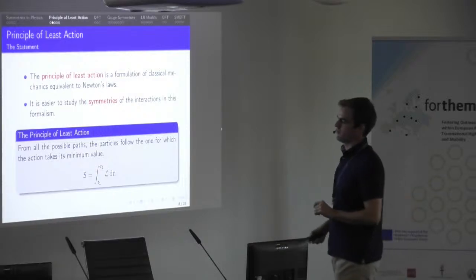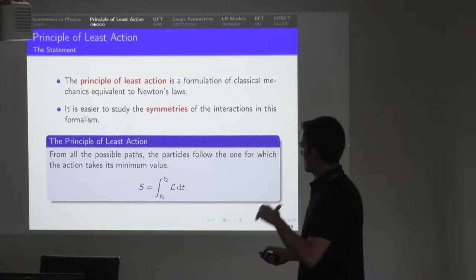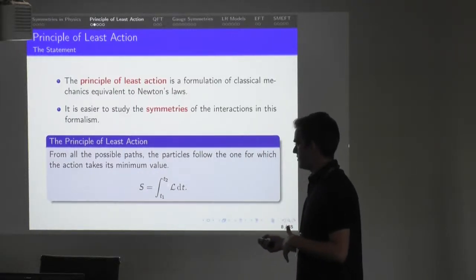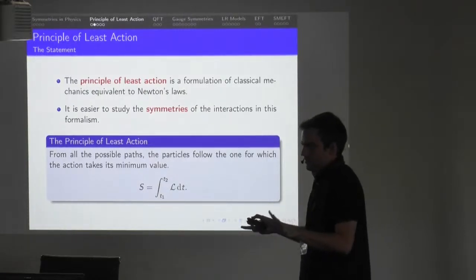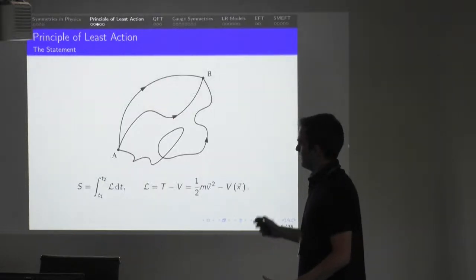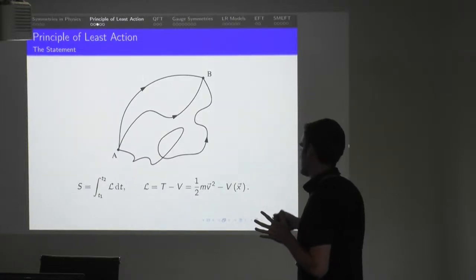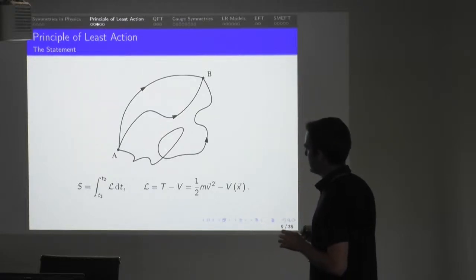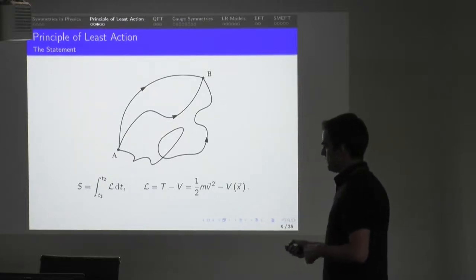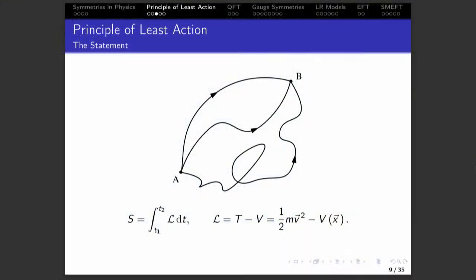And this is the principle of least action. From all the possible paths, the particles will follow the one for which the action, which has this expression, where L is called the Lagrangian, and that's all, takes its minimum value. And this is a picture. I have a particle in A, which moves to B, and from all the possible paths that it can take, it takes the one for which this thing here, where the Lagrangian, in this case, is just the kinetic energy minus the potential energy, takes its minimum value.